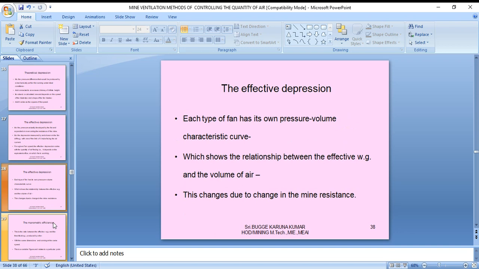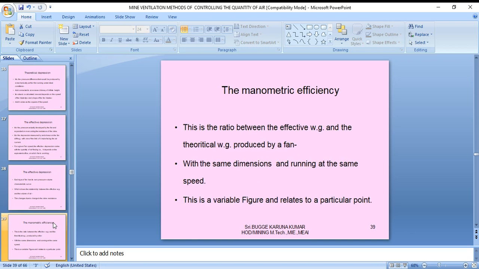Each type of fan has its own pressure-volume characteristic curves, which show the relationship between the effective water gauge and the volume of air. This changes due to the change in the mine resistance. So this is also one of the characteristics used for volume calculation purposes.